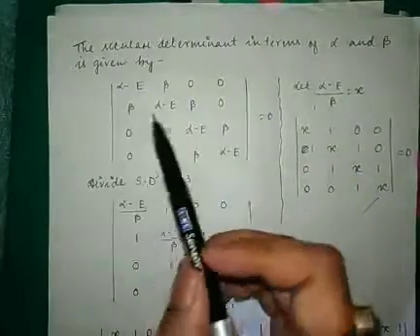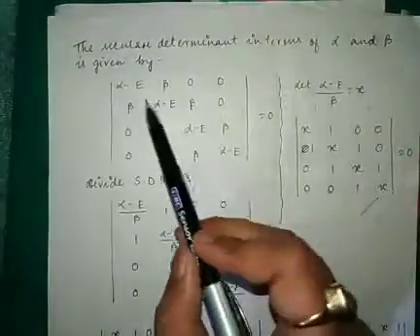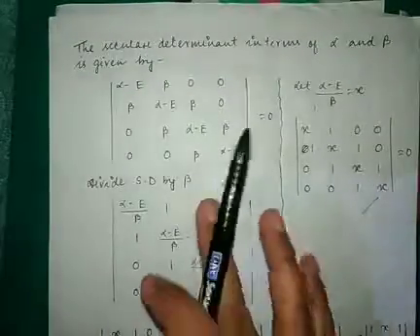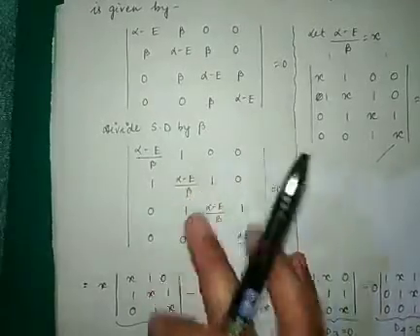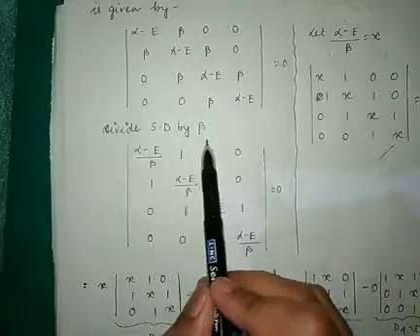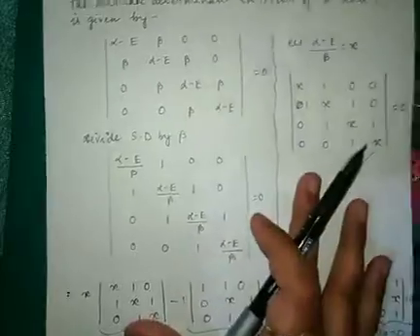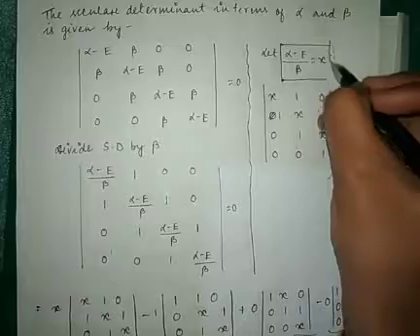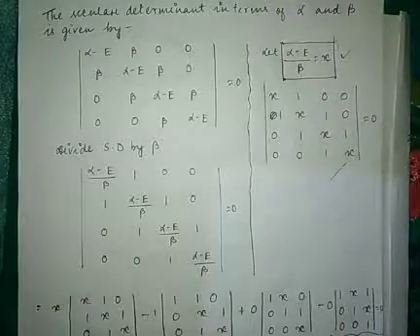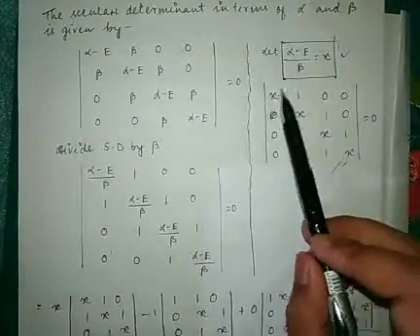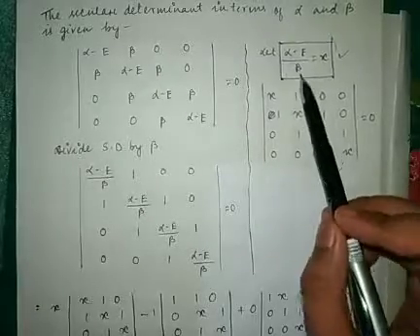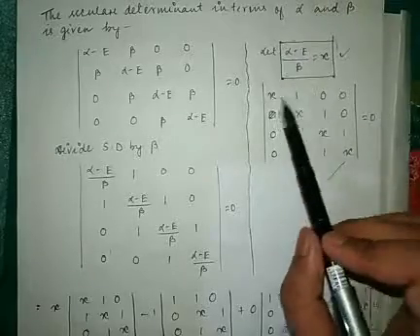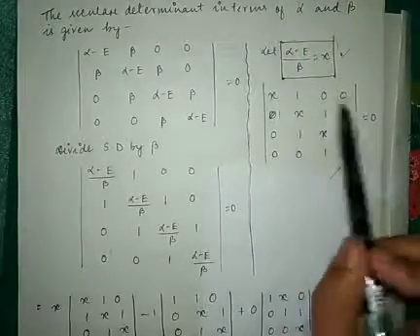For 1,3-butadiene, the secular determinant in terms of alpha and beta is given as this. This is the secular determinant. This you have to memorize. And then for solving this, the whole secular determinant is divided by beta. So we get this. Then we assume alpha minus E divided by beta equals x. This assumption we will use later. So after making this assumption, we put x in place of (alpha minus E) divided by beta. This is the determinant which we got.